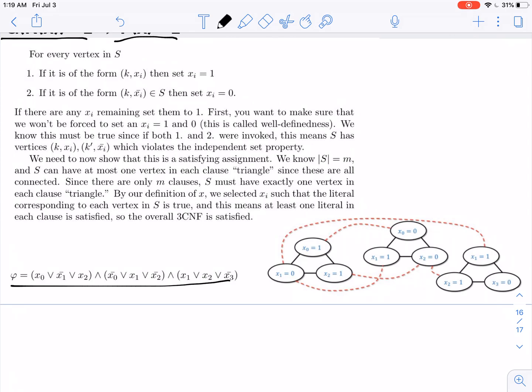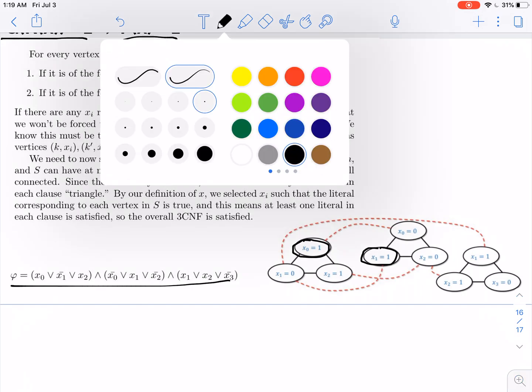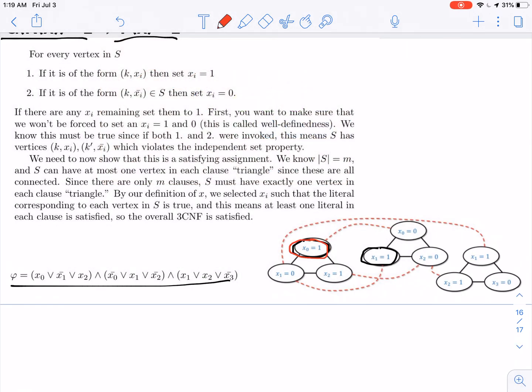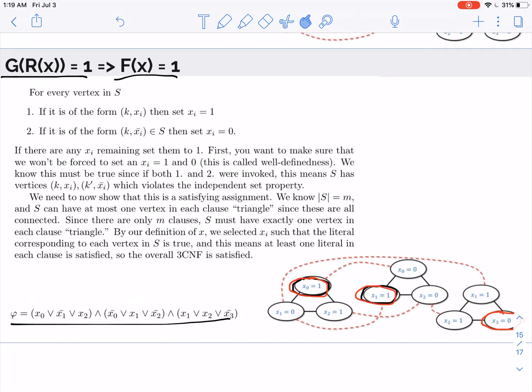I'm going to take x0 equals 1, this node, and take x1 equals 1. We'll do it in red again, so it's easier to see. Then we'll also take x3 equals 0. This is clearly an independent set. There are no edges between these three nodes, and it's of size 3. Great. Now, we assume that we have some independent set S, because g of r of x equals 1.